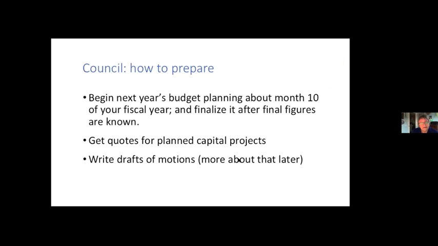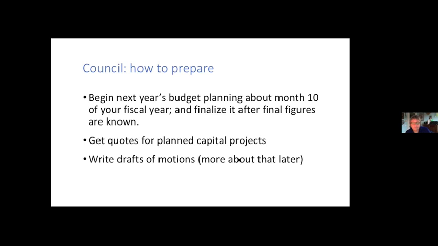The other thing that needs to be in your preparations is beginning your budget planning. Start your budget planning about month 10 of your fiscal year, because you've got a fairly good idea of what your figures are going to be. Many stratas in BC have our fiscal year end at the end of December. So right now we've just got our final figures for month 10, and we've got November and December to get final figures done. And so you can begin your budget planning.